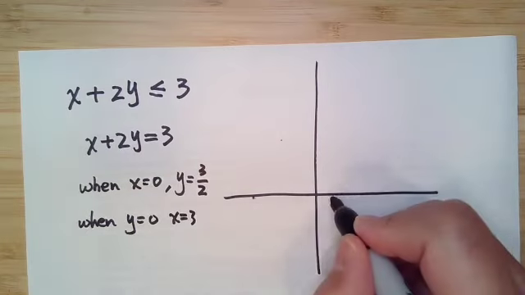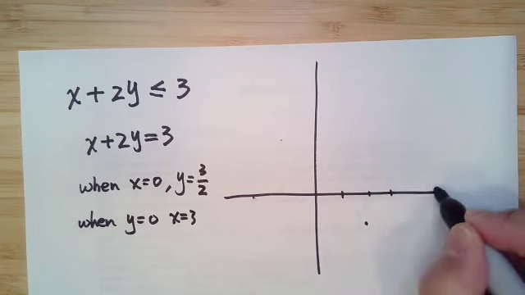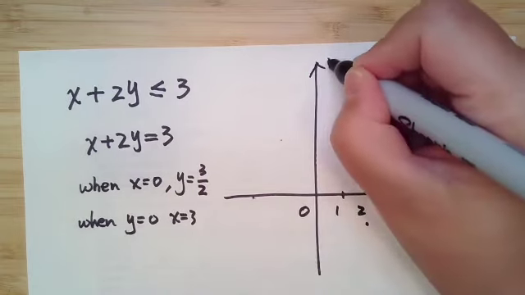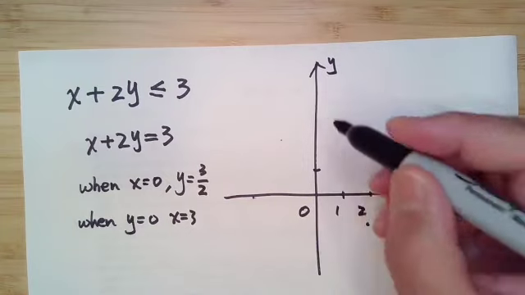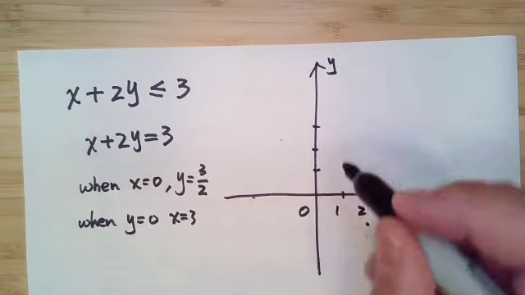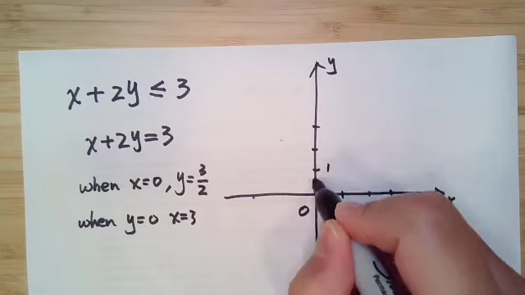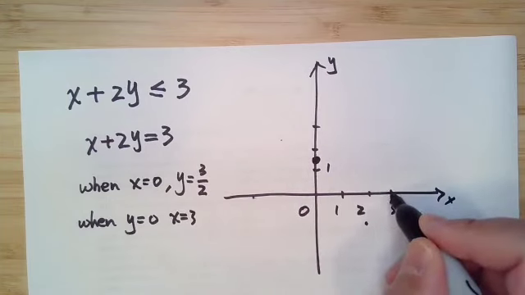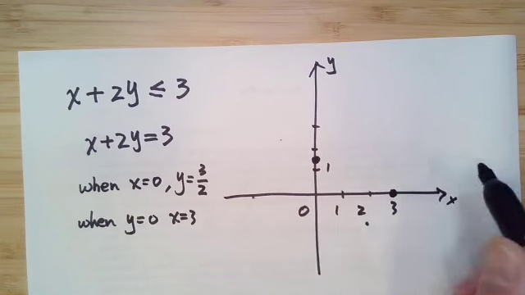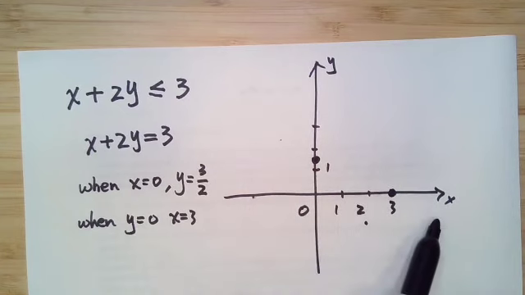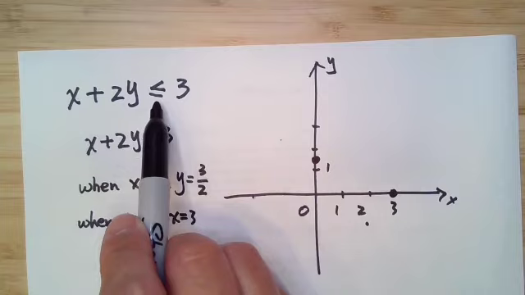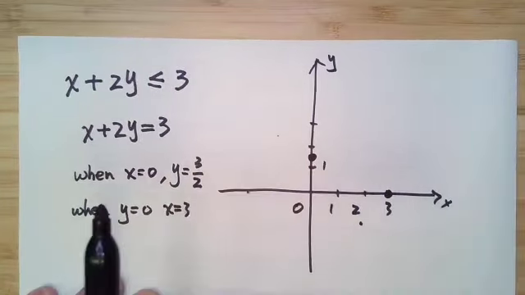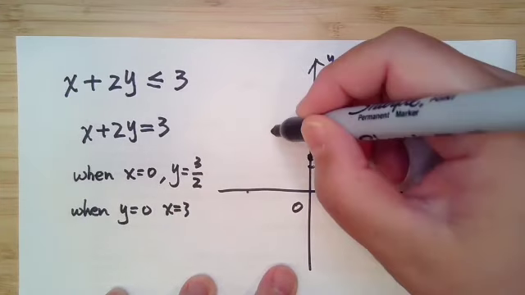So it's 1, 2, 3. It's x 1, 2, 3, and for y, it's 1, 2, 3. When x equals 0, y is 3/2, which is right here. So I have 2 points already. When I connect this, I want to make a line. I can put a solid line because here I have an equal. Sorry, it's less than or equal to. I have equal, so I can put a solid line.